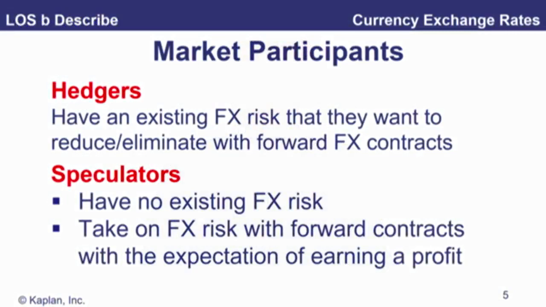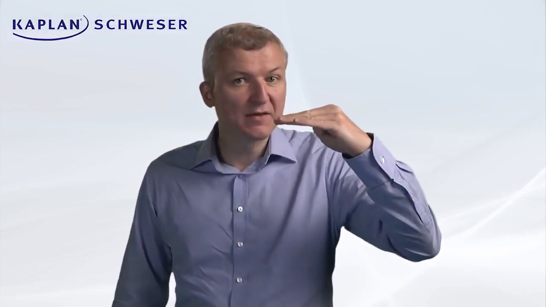Speculators have no existing risk. Your speculators are taking on risk with the forward, trying to earn a profit. They want to lock in this rate, thinking they know better than the market. So they think they can buy or sell a currency at a much better rate than the spot rate in 90 days. So hedgers trying to remove risk, speculators taking on that risk.